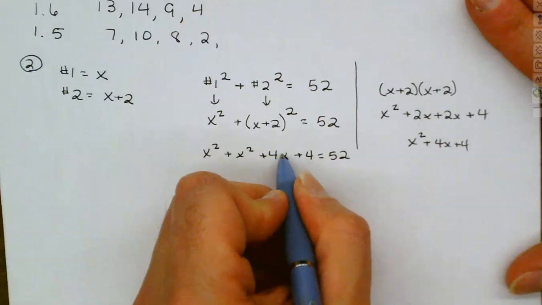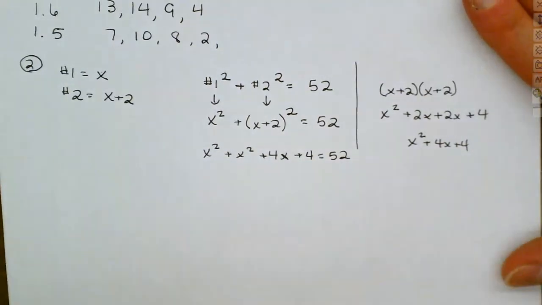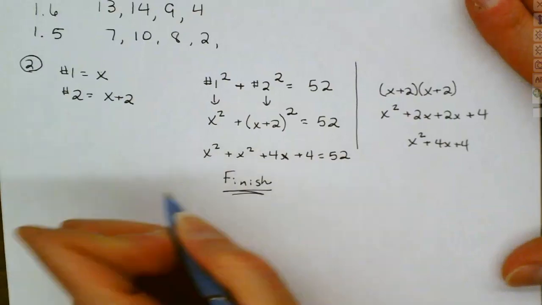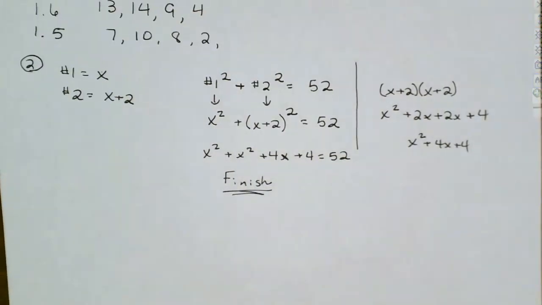Okay, so this is what we've got. I'm going to let you finish it from here. Okay, so this is what you've got left. You can combine like terms, and you're going to set it equal to 0. You're going to get 2 solutions, and you're going to get 2 pairs of numbers. A positive pair and a negative pair. So you can finish this by setting it equal to 0 and factoring.